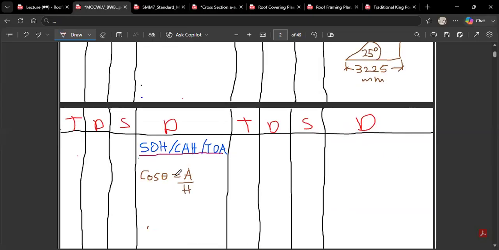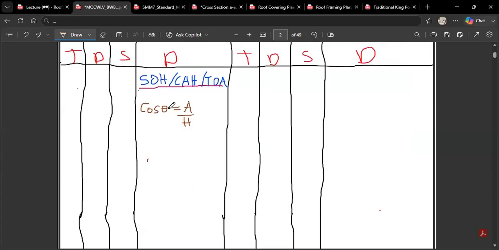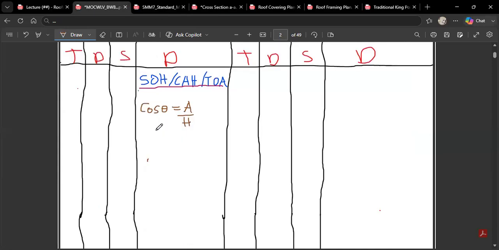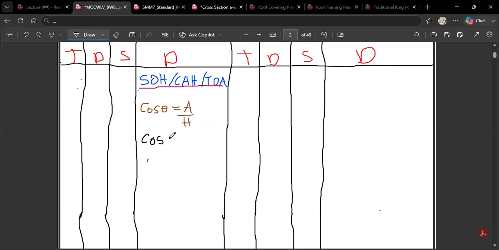So from here, what are we going to do next? Let's just do our substitution. And what is the angle? The angle is 25 degrees. This is it over here. So that is the angle at which it was pitched. Very good. So let's proceed. That is going to give us cos theta, or better still, cos 25.